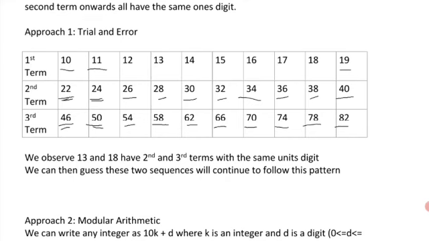Looking through all of these, we see that only this second term of 28 with a third term of 58, as well as a second term of 38 with a third term of 78, these two sequences have the same ones digit for at least the second and the third term. Now at this point, in this approach of trial and error, we can just go ahead and guess that these two sequences will continue to follow this pattern because it's followed it here. Now, of course, this is not a very rigid or rigorous approach. So let's actually look at the next approach, which will be more rigorous.